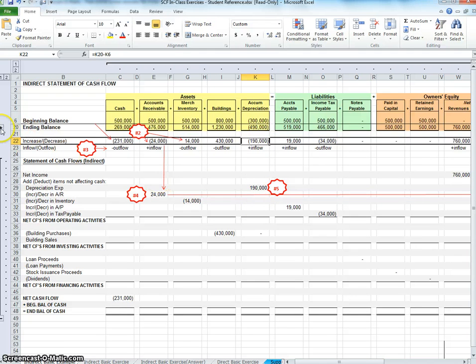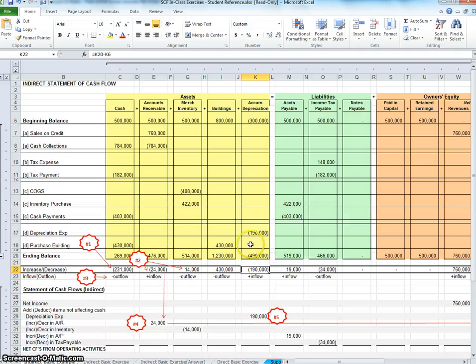So we're going to expand this model one more layer, and we're going to look at some of the transaction analysis to see how it fits in. So let's look at what you record when you buy a building. We purchased it in cash. So buildings went up, cash went down, so our accounting equation remains in balance.